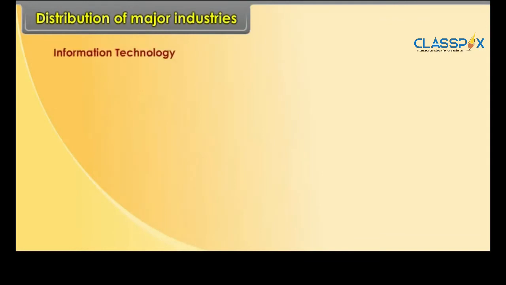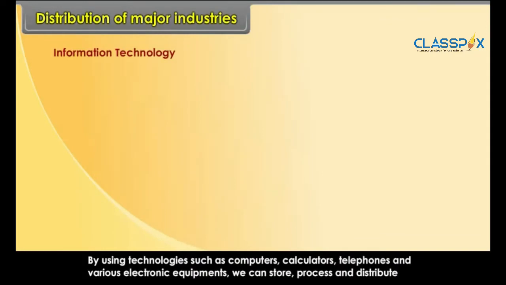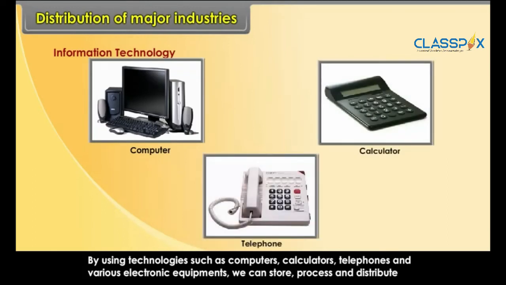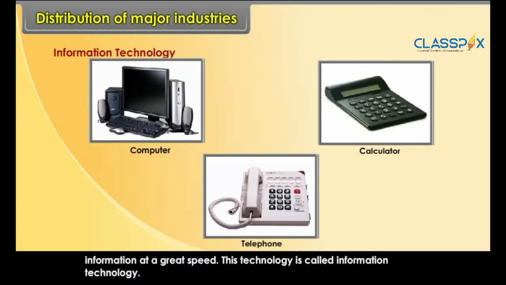Information technology. By using technologies such as computers, calculators, telephones and various electronic equipment, we can store, process and distribute information at a great speed. This technology is called information technology.